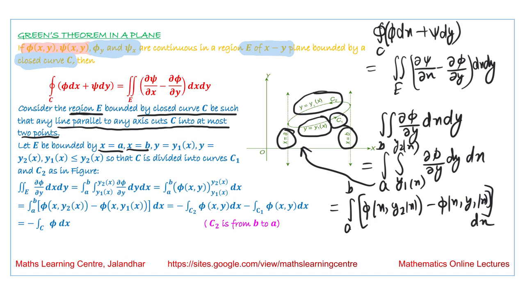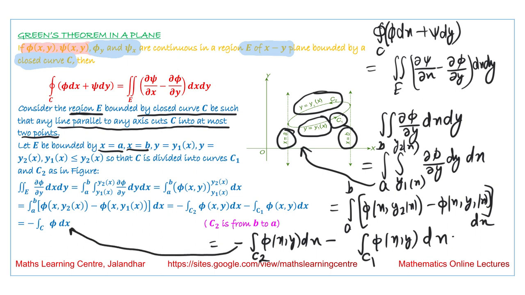So this is equal to minus the integral from a to b, it is the integral over C2 of phi(x, y) dx, minus the integral over C1 of phi(x, y) dx. So this value is equal to minus the integral over C of phi dx.